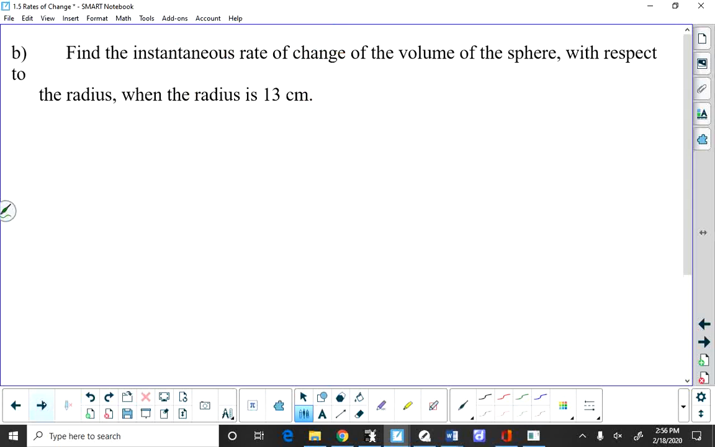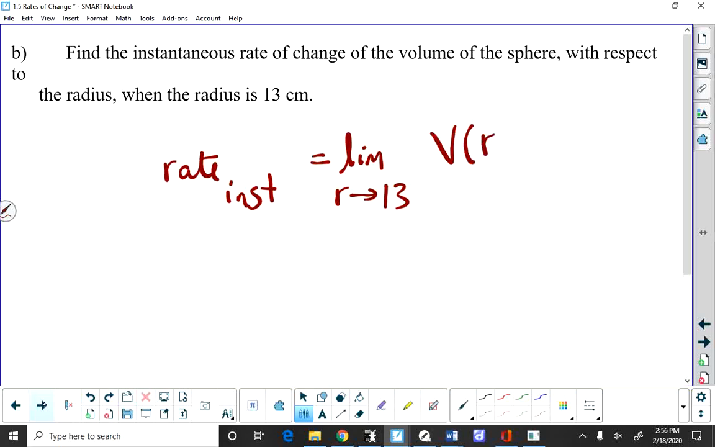What's the instantaneous rate of change at 13 centimeters? You'll notice I don't have notation for this yet. I don't have notation for the slope of the tangent. You'll learn that tomorrow. It's called the derivative notation. It will be equal to the limit as the radius approaches 13 of v of r minus v of 13 over r minus 13.